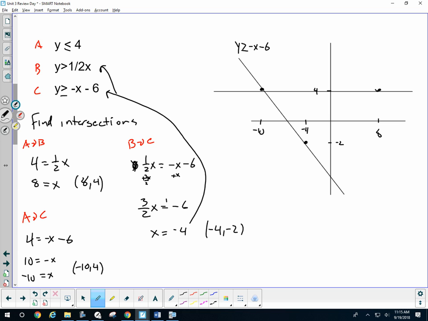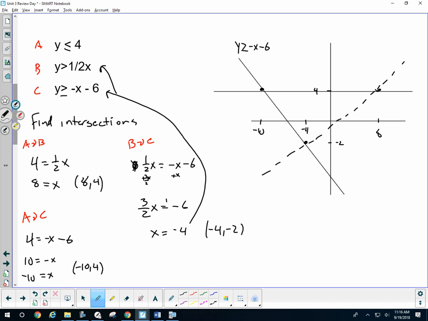Notice it's a solid line. And the other one is 1/2 x. So 1/2 x, B, intersects at 8, 4, and negative 4, negative 2. So negative 4, negative 2, 8, 4. So it goes through 0, 0 as well. Okay, so that's 1/2 x.